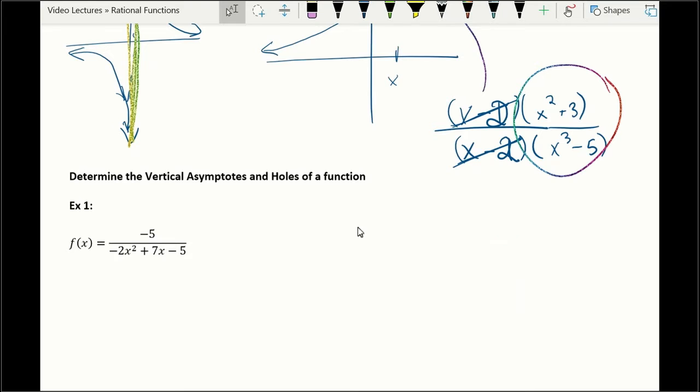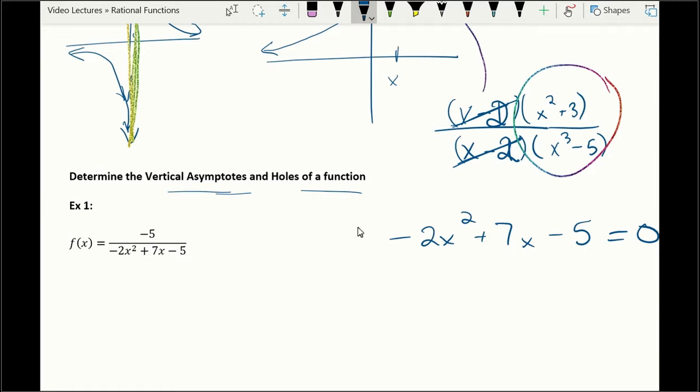So we have our first example. Here we have a rational function. We have some variables in the denominator. And we want to determine vertical asymptotes and/or holes for this function. So we're going to start the same way that we deal with the domain of these functions. We're going to look at when the denominator is 0, because that is not going to be allowed in our domain.